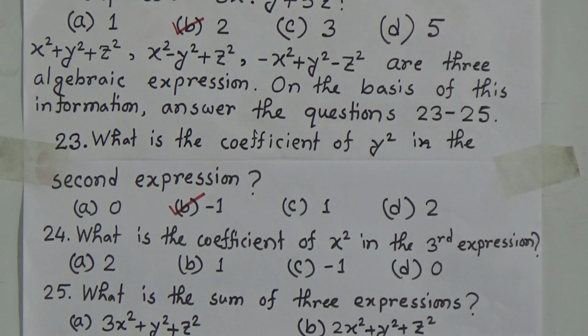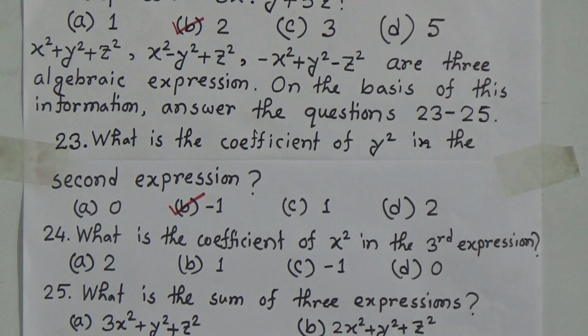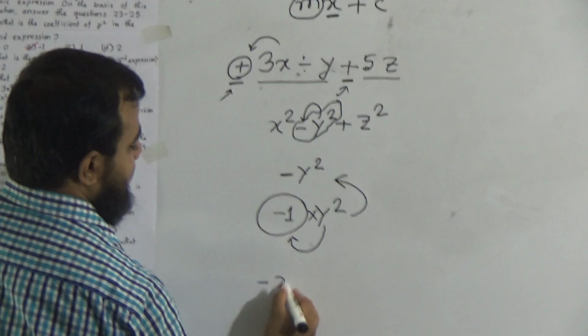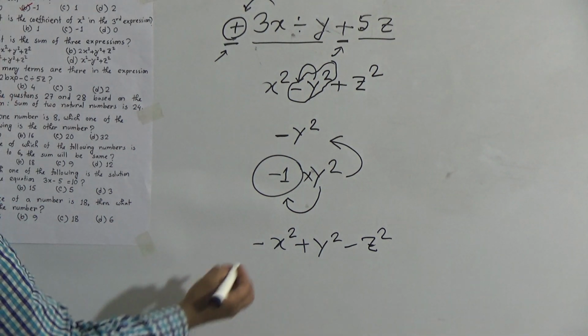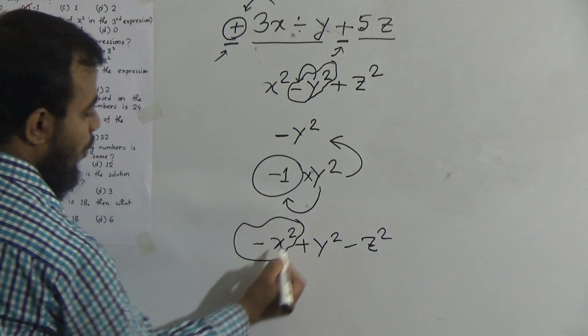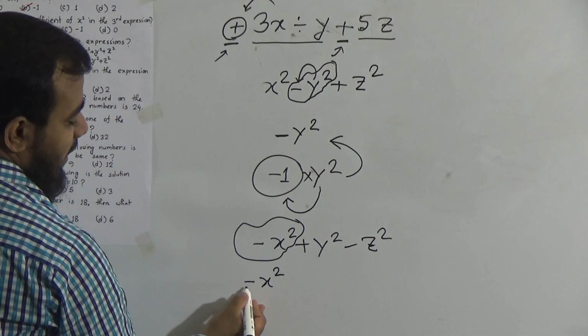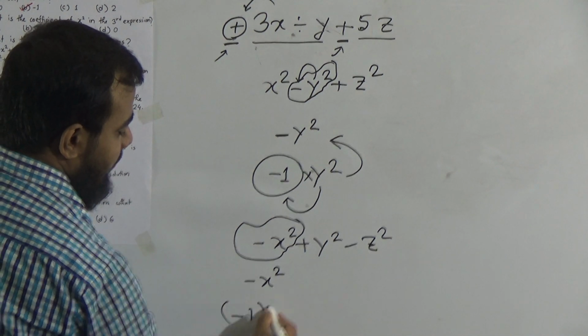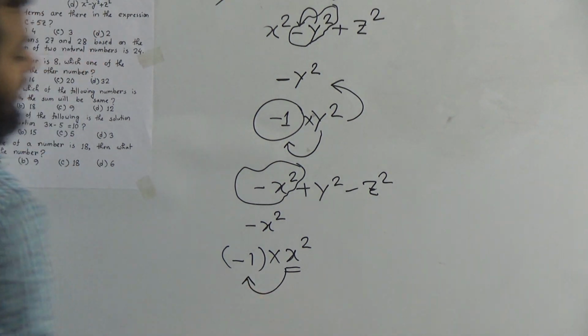Okay. Now 24. What is the coefficient of x square in the third expression? The third expression is minus x square plus y square minus z square. This is our third expression, and we have to find out the coefficient of x square. In x square we have a minus sign. That means minus 1 is multiplied with x square. So the coefficient of x square is minus 1. Again our answer will be minus 1. Now test the options.